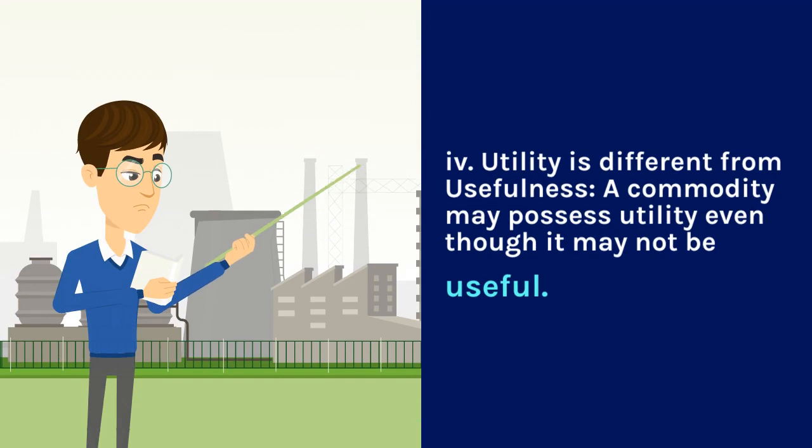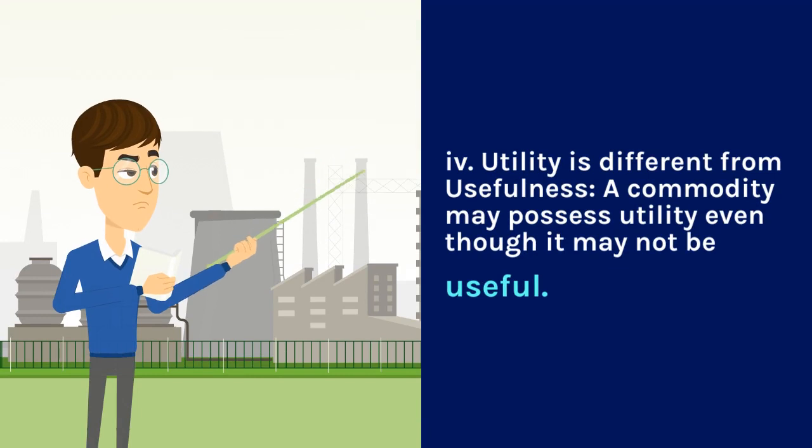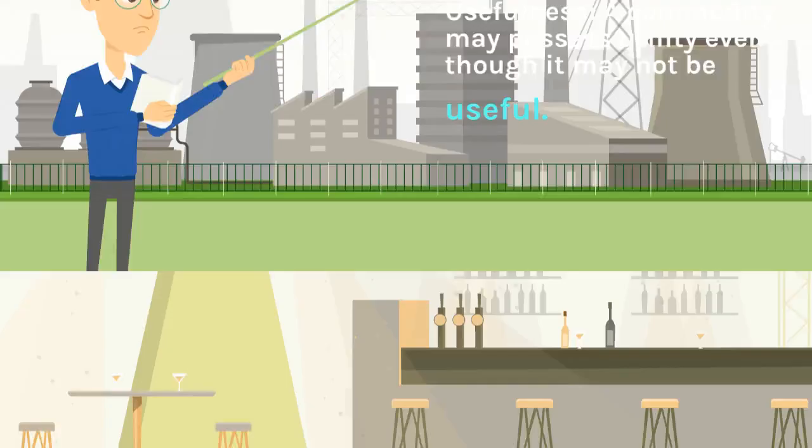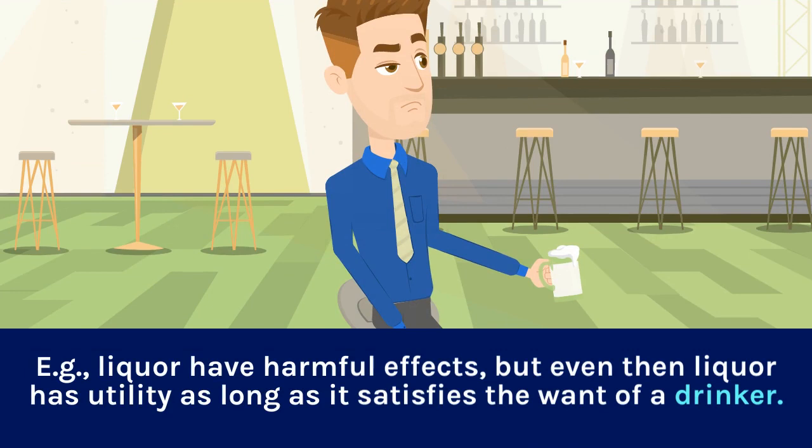4. Utility is different from usefulness. A commodity may possess utility even though it may not be useful. For example, liquor has harmful effects, but even then liquor has utility as long as it satisfies the want of a drinker.